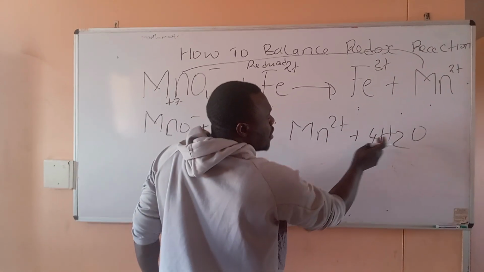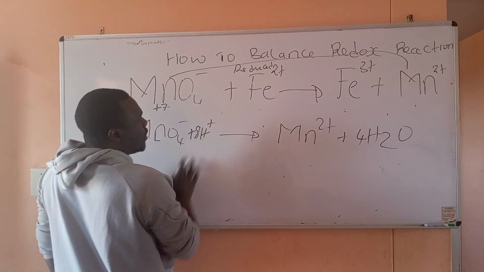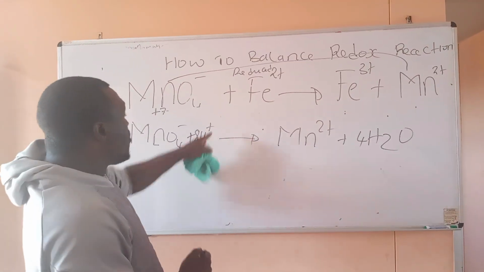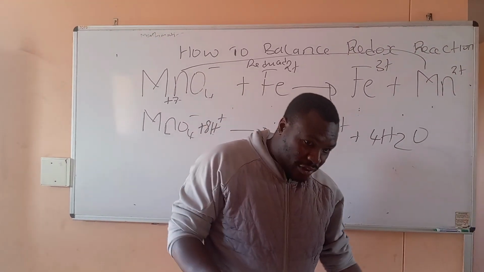How many protons are there? And how many hydrogens are there? This times this is 4. So we put it here. Remember, we don't balance the front here. That's it. Now remember, we are also adding charges. As we are adding charges, we balance charges using electrons.